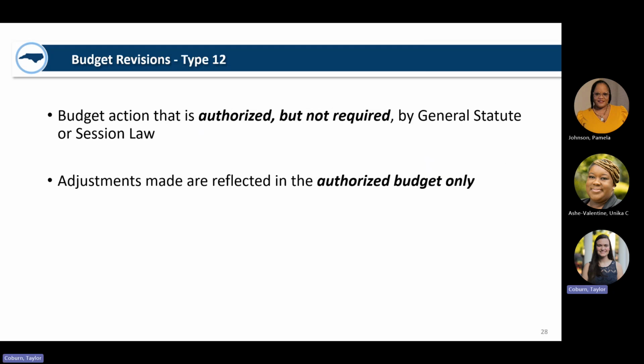The next type of revision is a Type 12. These revisions should be completed for actions authorized but not required by law. Most adjustments an agency makes via budget revision will likely fall into this category.